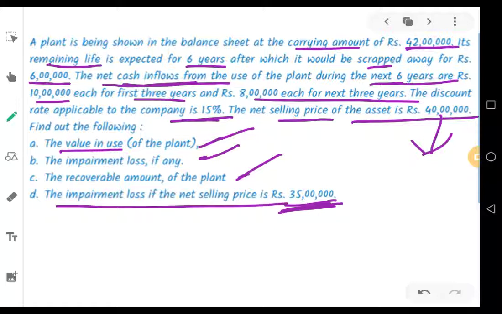That is, we are calculating impairment loss when net selling price is 35 lakhs. In this case, it comes to 4 lakh change. Clear?